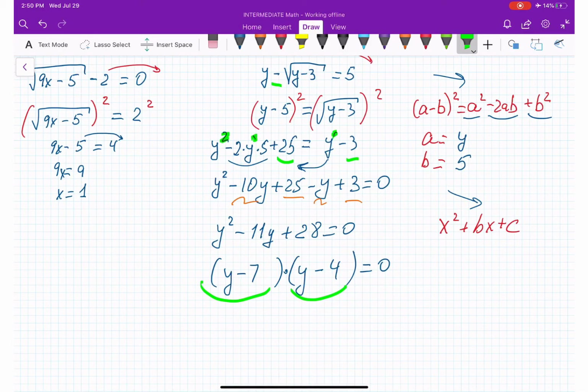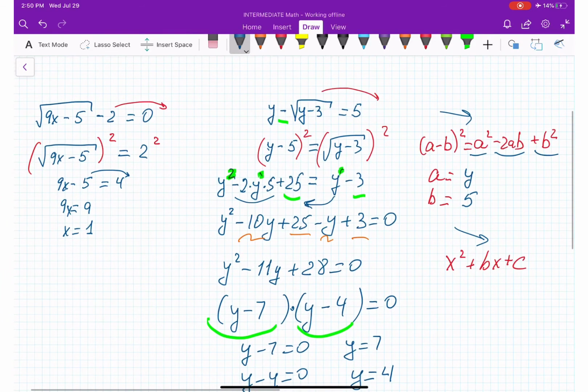That means one term is 0, right? Well, let's see. There can be two cases. Either y minus 7 is equal 0. From here, y is equal 7. Or y minus 4 is equal 0. From here, y is equal positive 4.